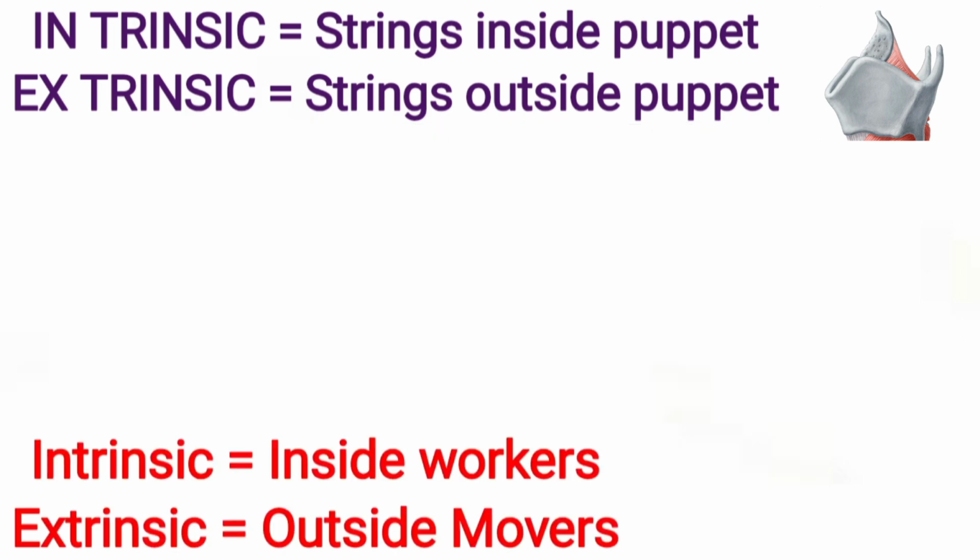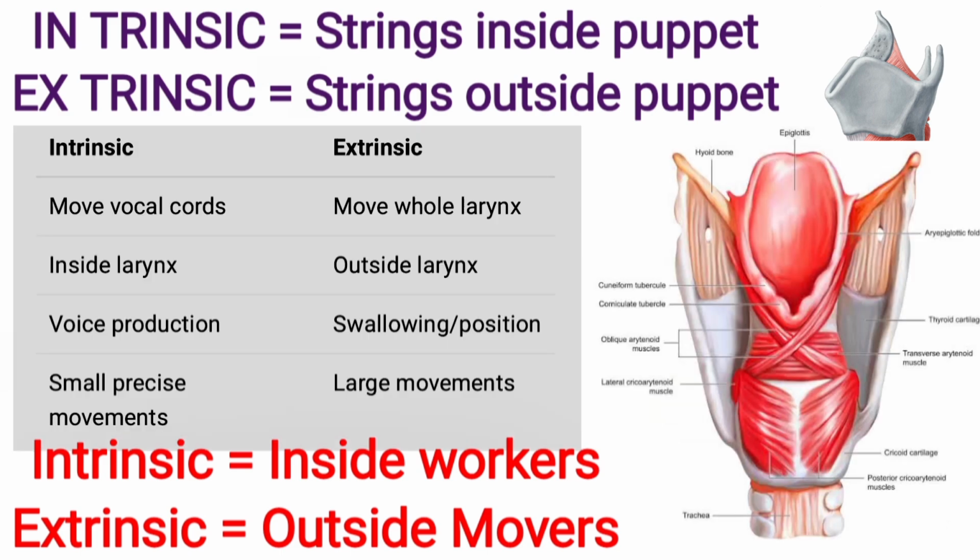Now I am going to give you one more easy formula. Intrinsic means inside workers, extrinsic means outside movers. Let's see the exact difference between them. Intrinsic muscles help in small precise movements. They move vocal cords, they are inside the larynx, and they help in voice production. And extrinsic muscles help in large movements. They are outside the larynx, they move the whole larynx, and they help in swallowing position. This is the main difference.